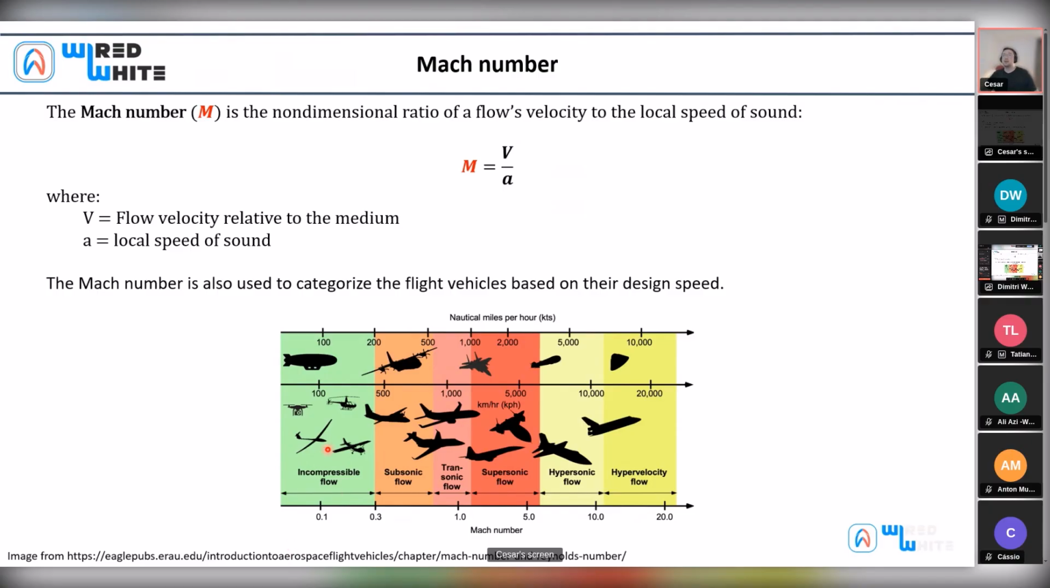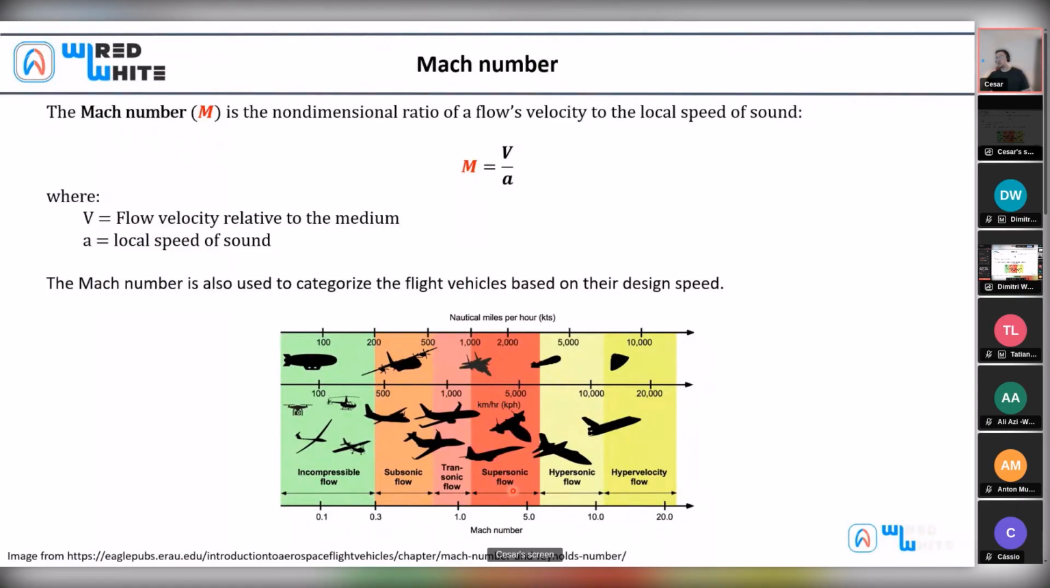So when we have incompressible flow, this is below Mach 0.3. We can have here UAVs, gliders, helicopters, or small or light aviation. Then beyond 0.3, we have subsonic flow, which can be slightly compressible. So here we typically have military transport aircraft and almost private jets. Here we have the transonic flow, for which there is no clear boundary. It normally starts around 0.8 up to Mach 1.1.